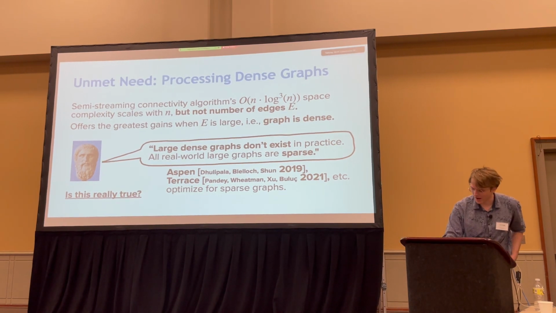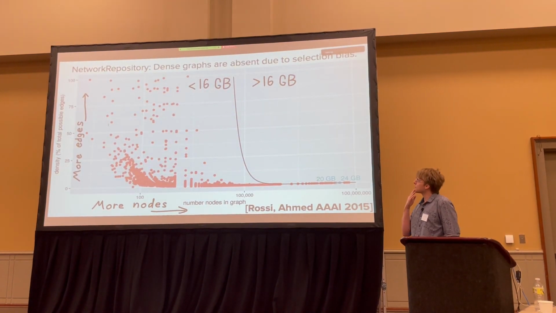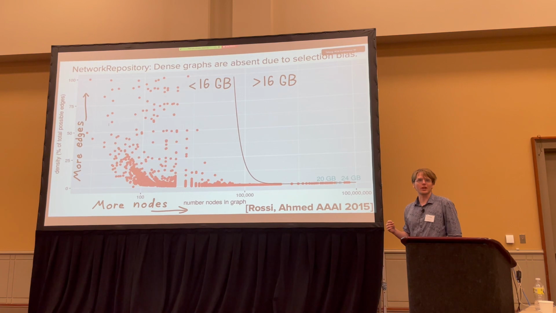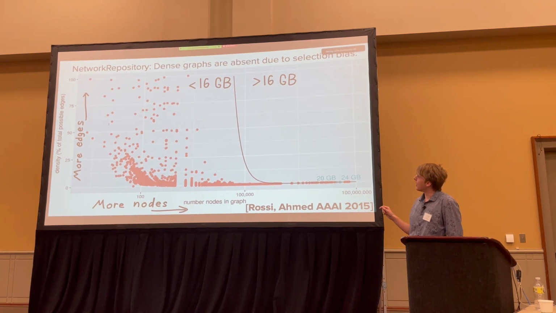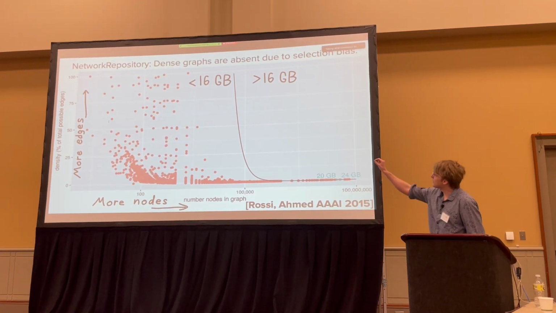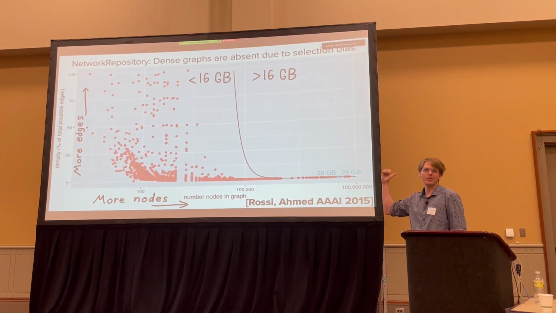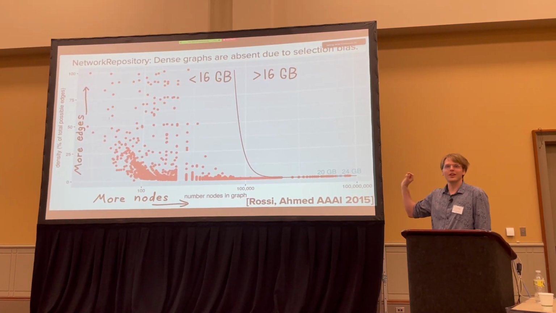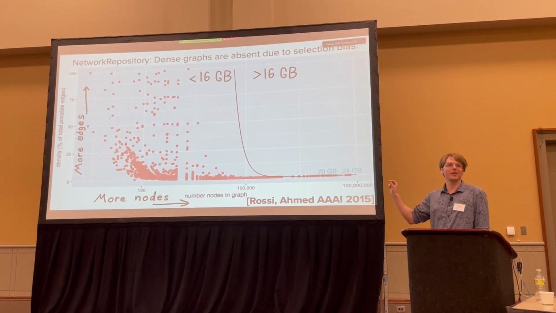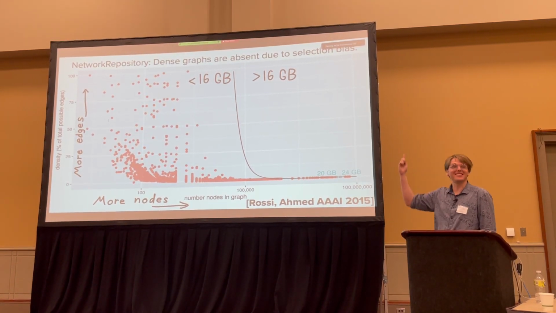So I'd like to show you a plot. This plot shows us graph data sets from the network repository. Each orange dot on this plot is a graph data set. Its position on the x-axis tells us how many nodes it has. Further to the right means more nodes. Its position on the y-axis tells us how many edges it has out of all possible edges it might have. So higher up means denser.